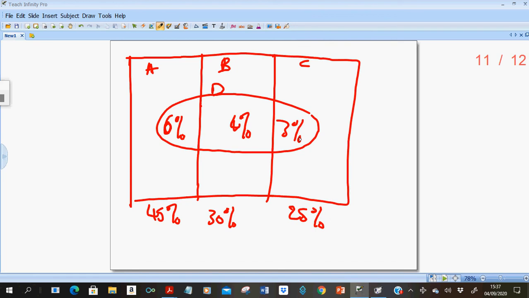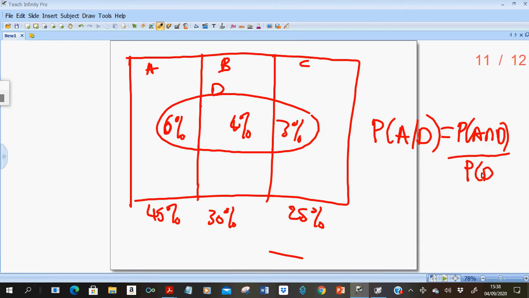So in short, we are looking for the probability that a component is coming from machine A given that it's defective. So from conditional probability, this is just the probability of A intersection D over what? Probability that it's defective. Okay, now the probability that a component is defective will come from the following.